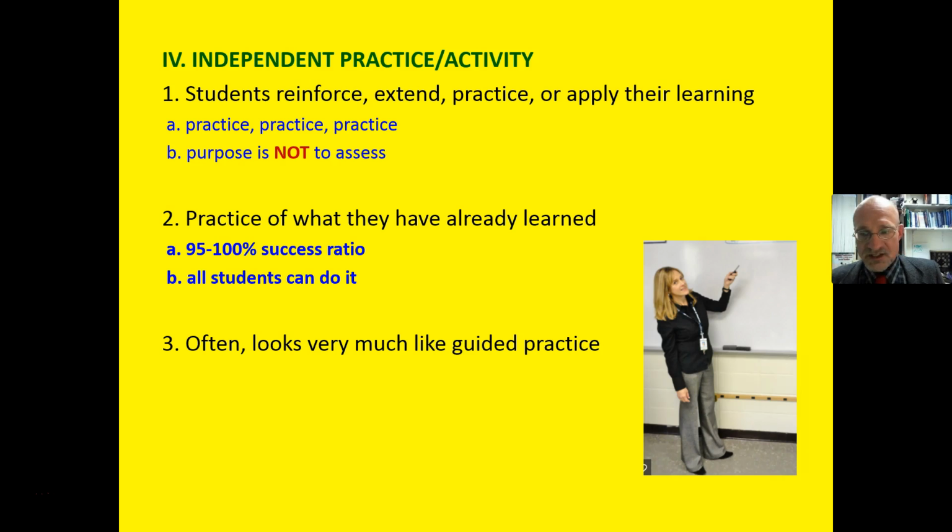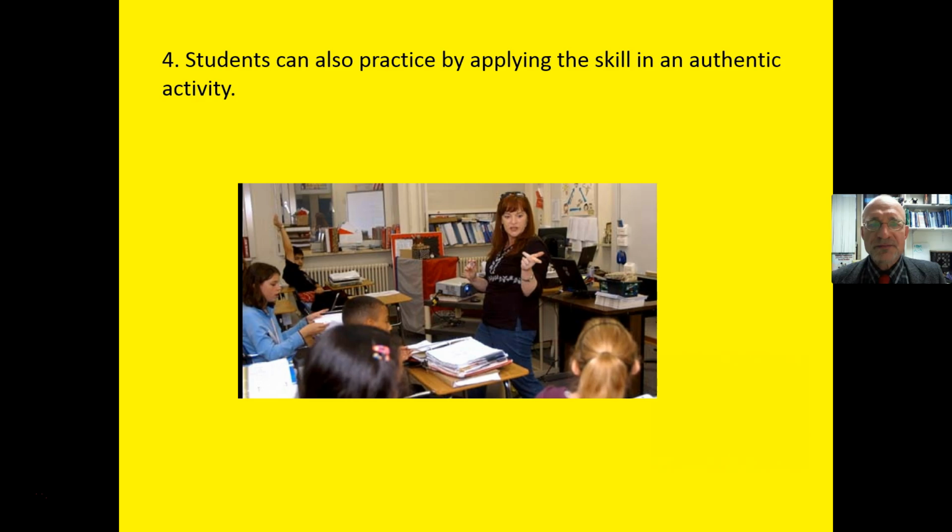95 to 100% success ratio. All students should be able to do it because it is practice within their zone of proximal development. Often, independent practice looks very much like guided practice. And they can also practice by applying the skill in an authentic activity or reading activity.